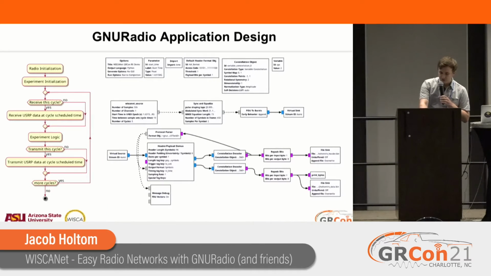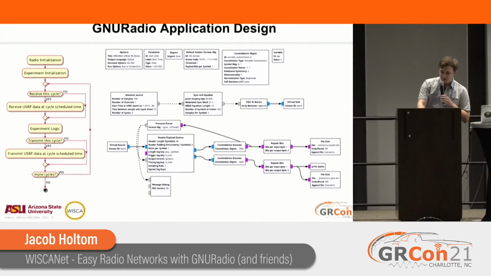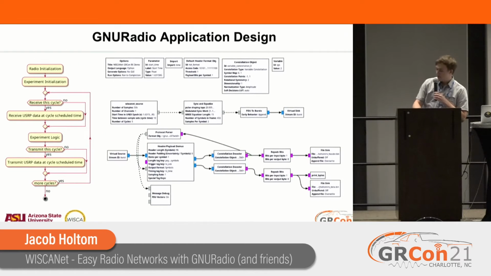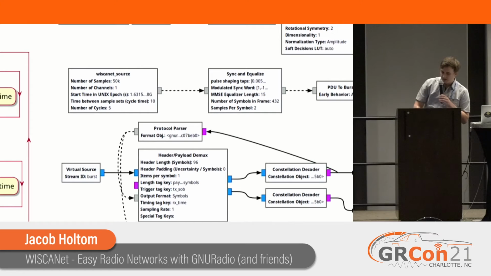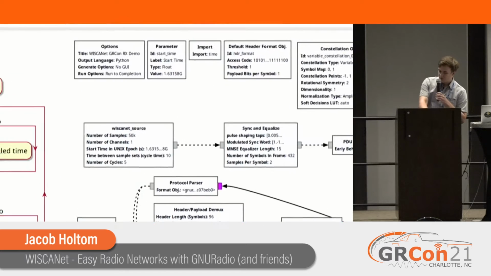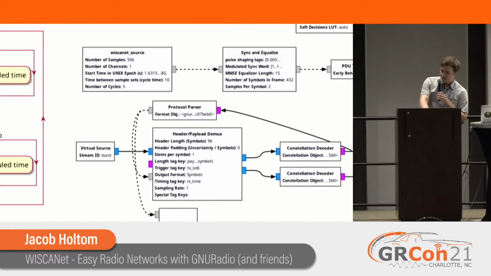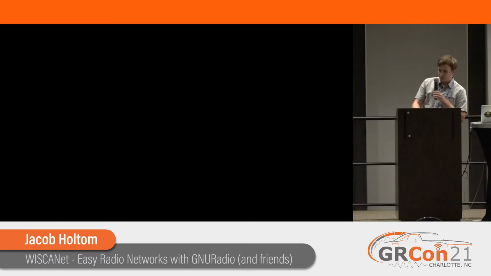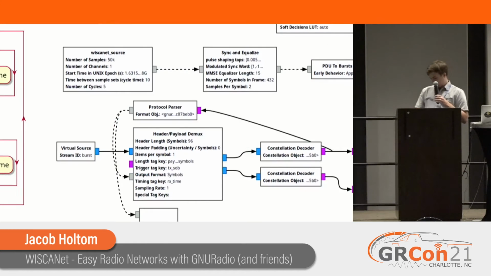And so the general idea is we initialize the radio, start up some experiments, and then we decide whether we'll receive or transmit on a given cycle for some n cycles. All those parameters get defined in a little WISCAnet source or sink block. In this case, we also take a start time in as a parameter at the top of the flow graph. So we pick a number of cycles, pick a number of time samples between the cycles.